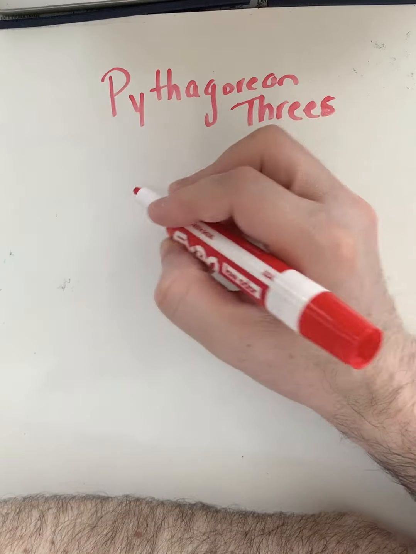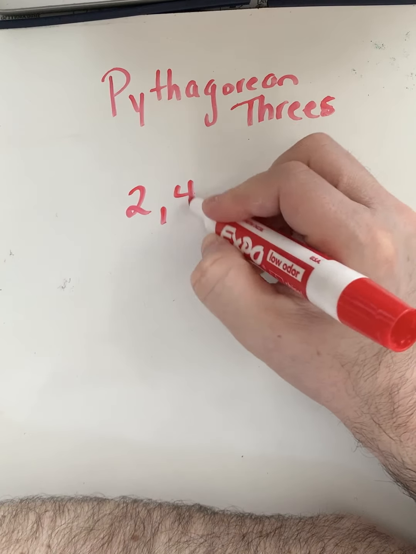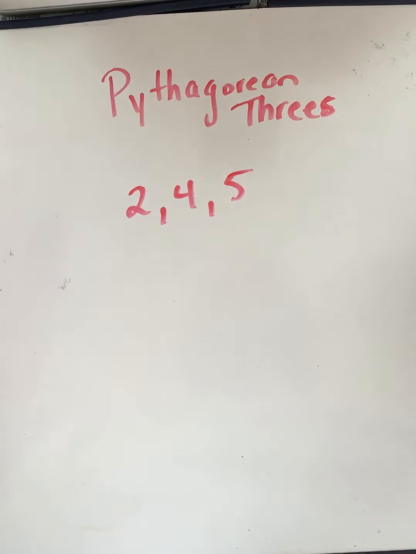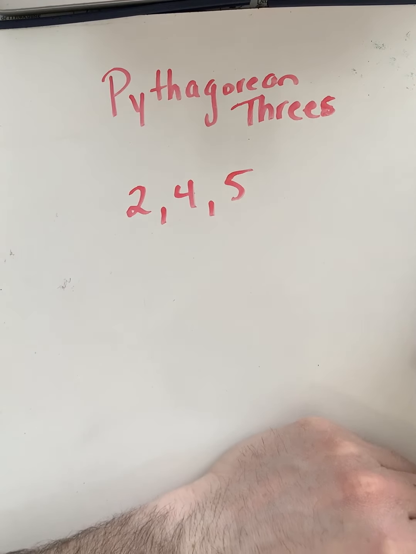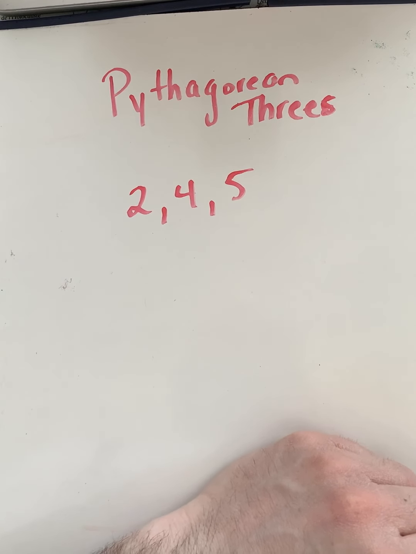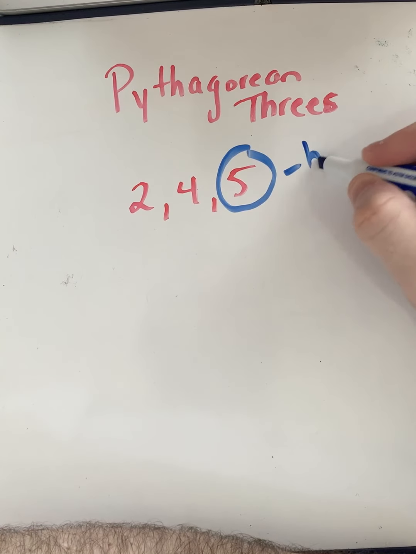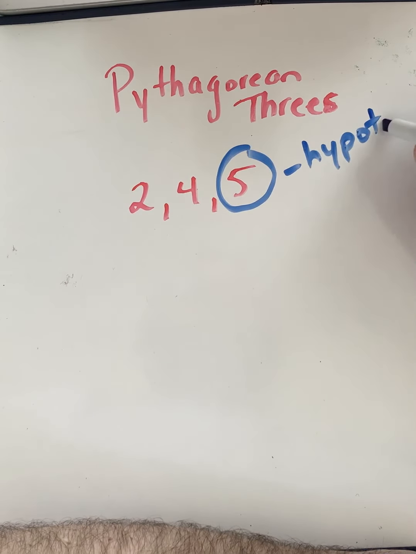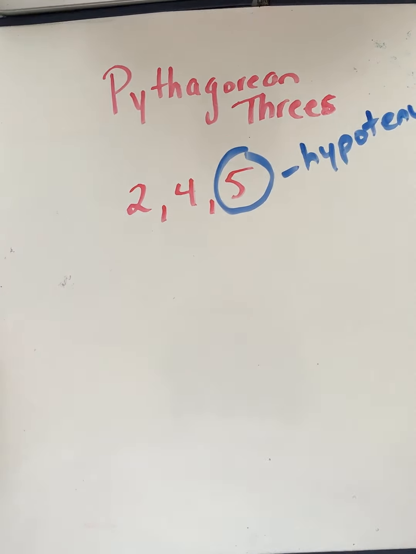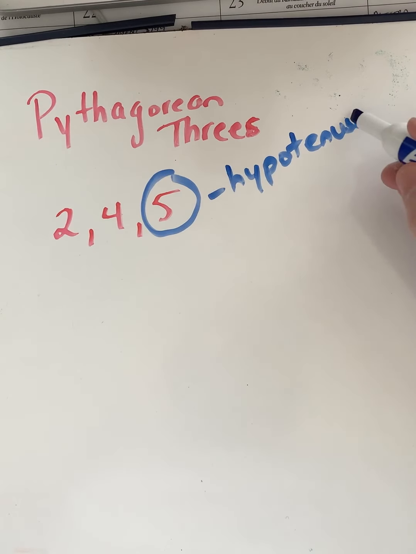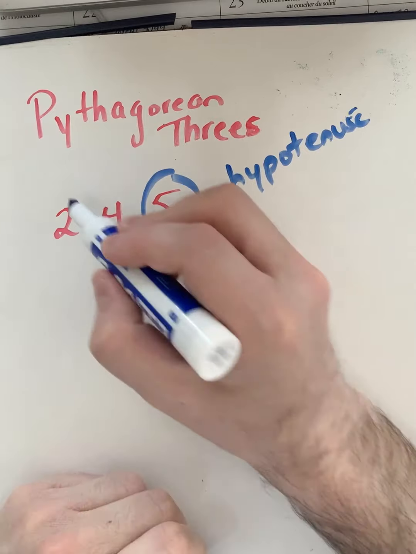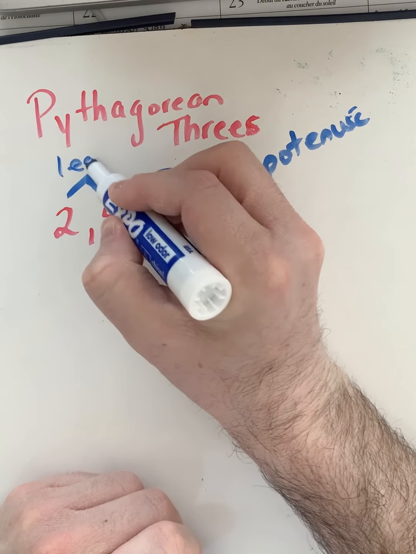So for instance, if I gave you the measurements of 2, 4, and 5, it could be meters, centimeters, it doesn't really matter. Right away, we should be able to identify a couple of things. We should be able to identify that this number right here has to be the hypotenuse because it is the longest of the measurements, and the other two are going to be the legs.